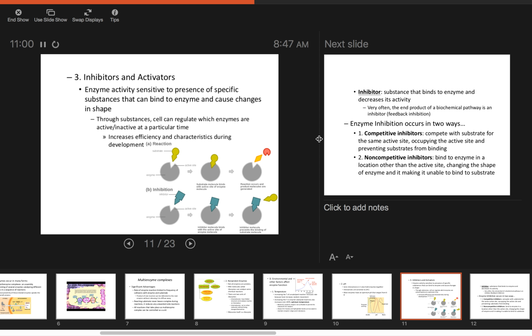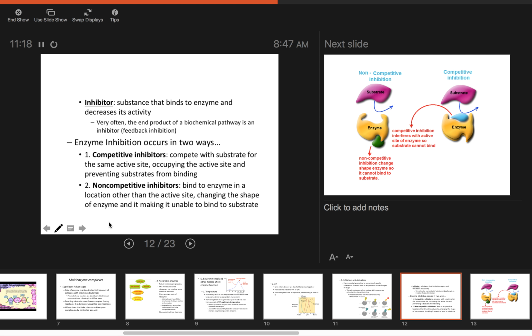The inhibitor will either stop the reaction, or activate, speed it up. Inhibitor means that it will slow it down or stop it. And activate means speed it up or give it a green light to carry out the reaction. So an inhibitor is a substance that binds to the enzyme and decreases its activity. A lot of times in a biochemical pathway, it self-regulates this process in a negative feedback inhibition.